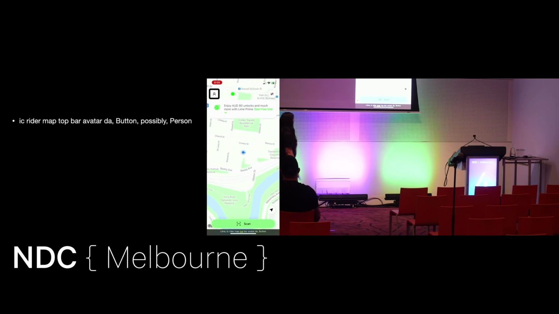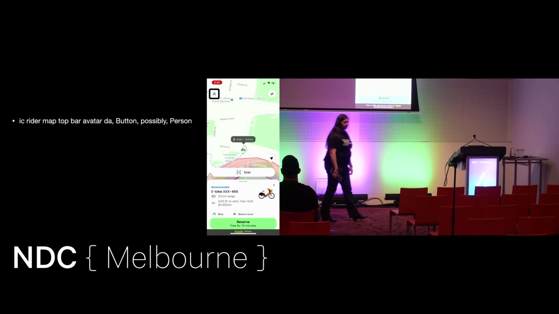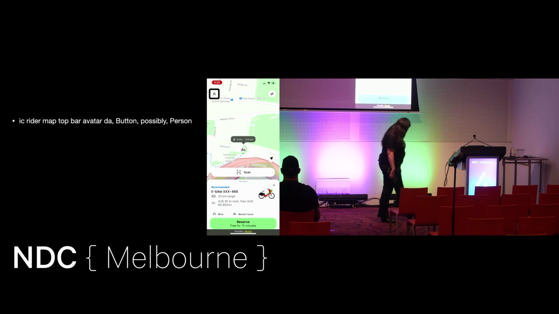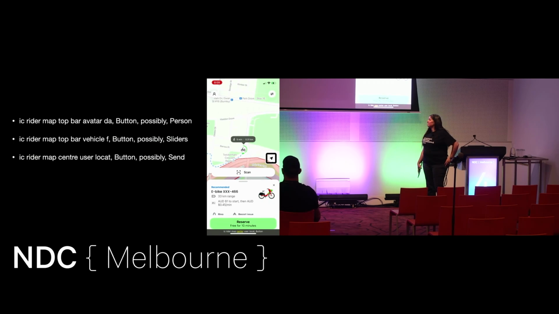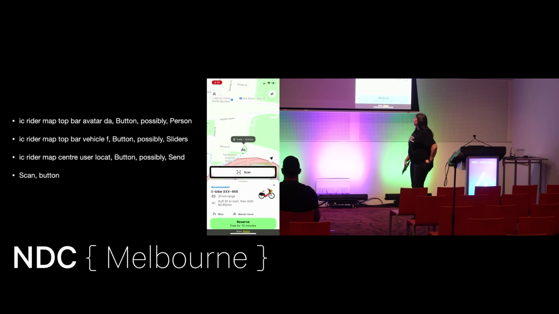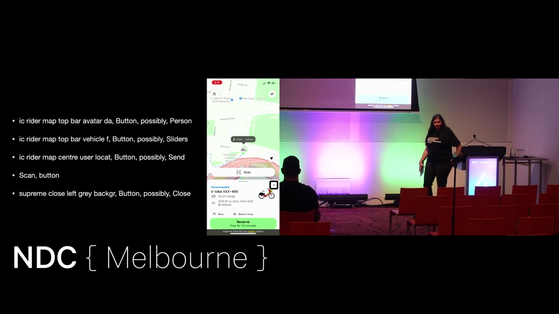Lime, bike rider map top bar avatar dar, button, possibly, person. Bike rider map top bar vehicle F, button, possibly, sliders. Bike rider map center user locket, button, possibly, send. Scan, button. Supreme close left grey backer, button, possibly, close.